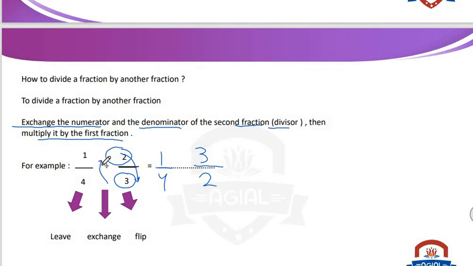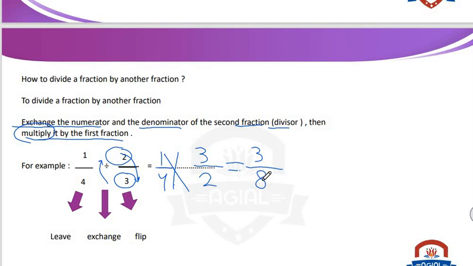And then multiply. So divide becomes multiply. So first multiply by 3 over 2, like lesson number 5. 1 multiply 3 equals 3. And 2 multiply 4 equals what? Equals 8. So the result equals 3 over 8.